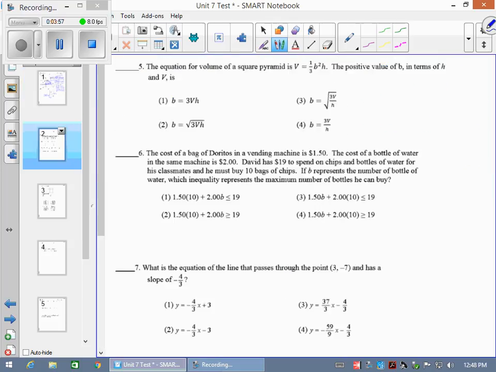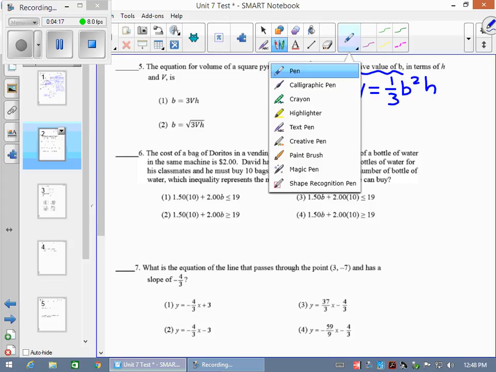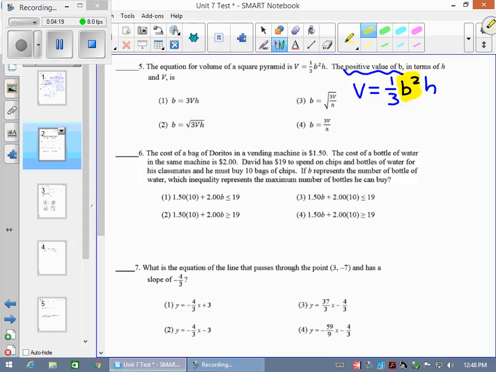Okay, question 5, review topic. We have volume is equal to 1/3 base squared times height. They want me to take this formula, which is the volume of a square pyramid, and solve it for the positive value of b. I need to get b by itself. So if I rewrite this, my goal here is to solve for b. I'm going to start by multiplying both sides of my equation by 3 so I can get rid of this fraction. 3 is the reciprocal of 1/3. If I multiply by a reciprocal, I get 1.